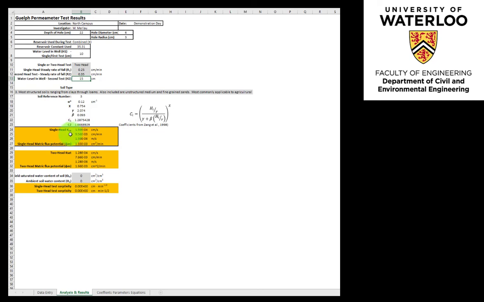And then values would be estimated for the saturated hydraulic conductivity and the matrix flux potential for the single head case and for the 2 head case. And correspondingly, if we were to have again obtained the information for the saturated water content and the ambient soil water content in the field, we would be able to also calculate the absorptivity for the field condition for the 2 head test.